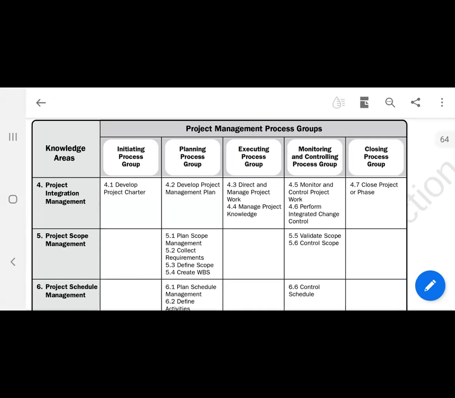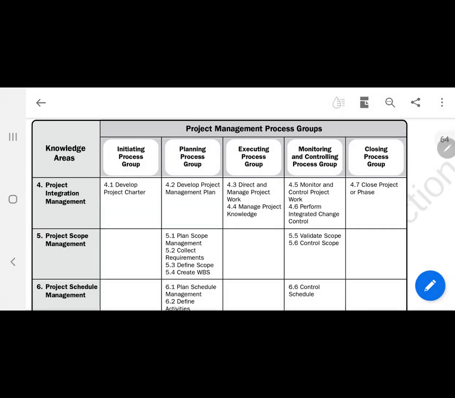How this process output, for example, the output of develop project charter is what? Project charter. So the project charter as output goes in as input to develop project management plan. And the output of develop project management plan is the project management plan itself, which is taken into consideration as input to many processes, like executing process group processes and monitoring and control processes, because you need the project management plan to be able to know how to direct the teams and apply the resources to execute the project.